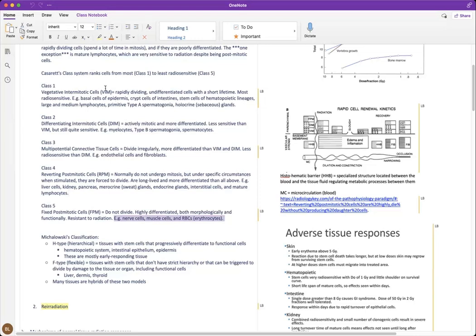So these have acronyms: VIM, DIM, RPM, FPM. If you look at this figure, you can see some of these are being referred to here. So that's just so you guys can interpret this. There is something called the histohematic barrier, which is a structure located between the blood and the tissue that regulates the metabolic process between them.